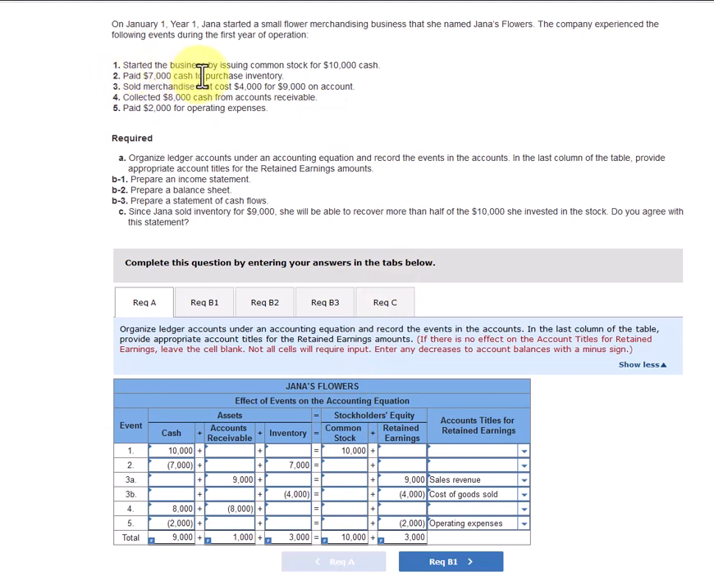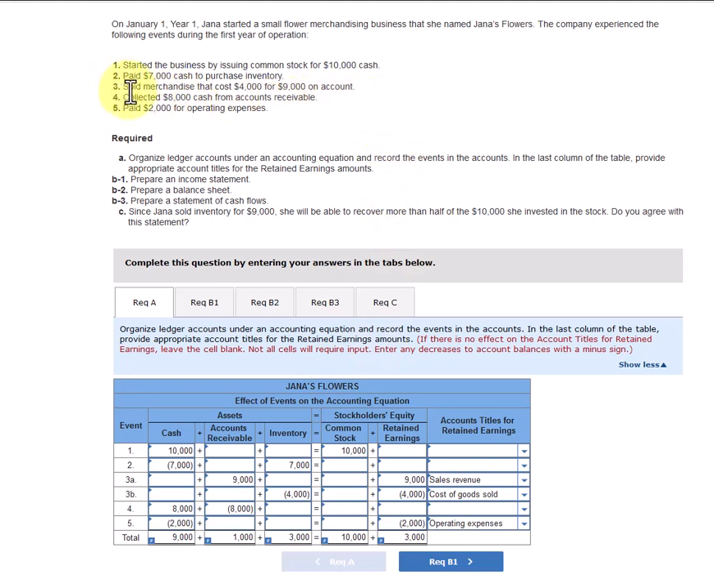Paid $7,000 cash to purchase inventory, okay? In this case, you're going to decrease cash for the amount that was paid for the inventory, and you're going to increase inventory by the same amount.